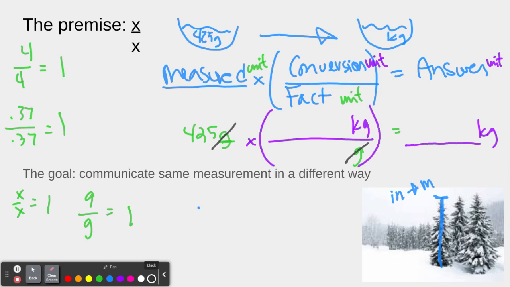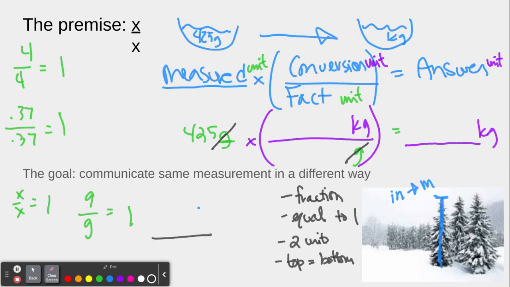So anytime you use a conversion factor, it's always going to be a fraction. It's going to be equal or equivalent to 1. And you're going to have 2 units, like kilograms and grams, or jelly beans and milliliters. Okay, so the other thing about a conversion factor is that the top is going to be equal to the bottom. So we don't need just any amount of kilograms and grams. We need amounts that are equal to each other.